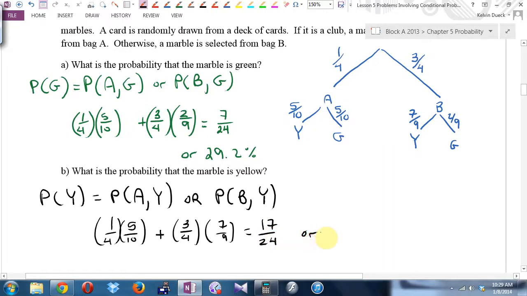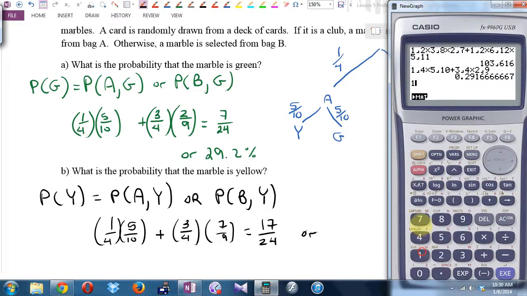Or, what's it going to be, 70.8%? 70 point, shouldn't be. 17 fraction, no, clear. Is it 17, you guys get 17 out of 24 when you crunch the numbers or not? Yeah, and then it should be 70.8, yeah.